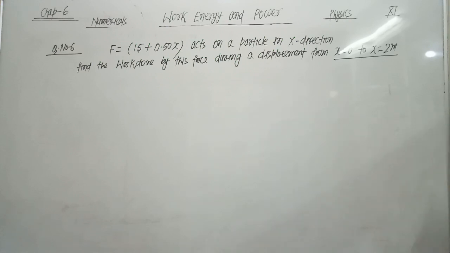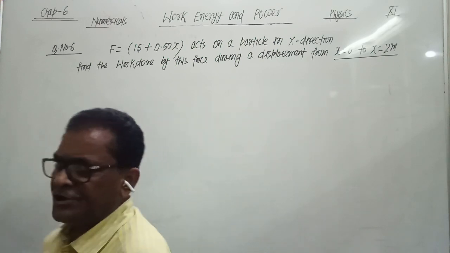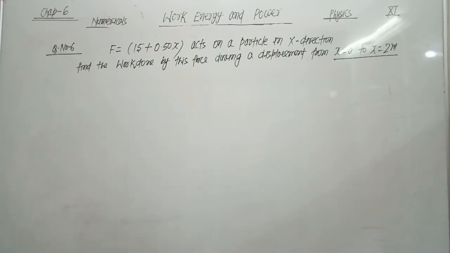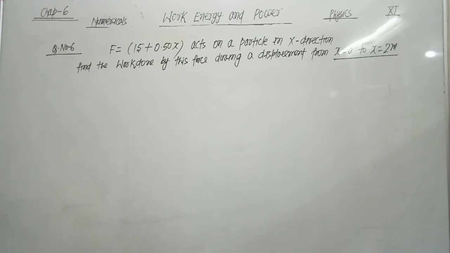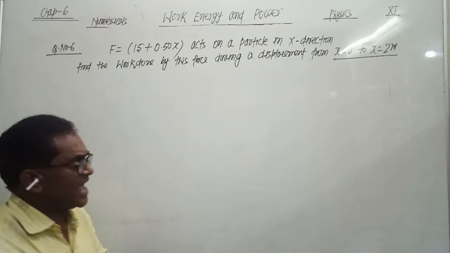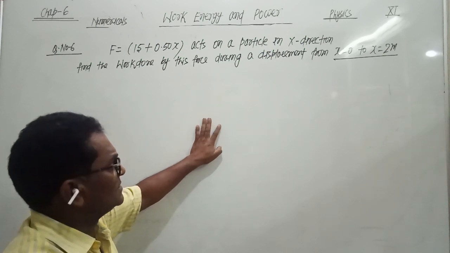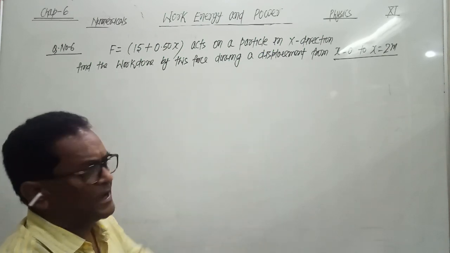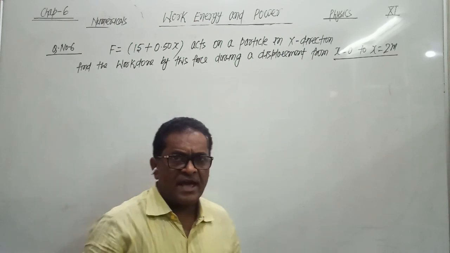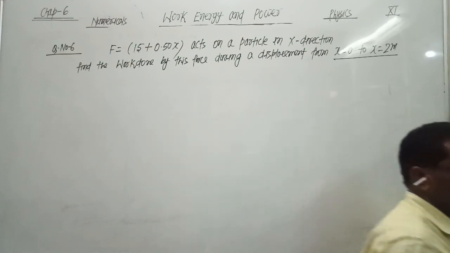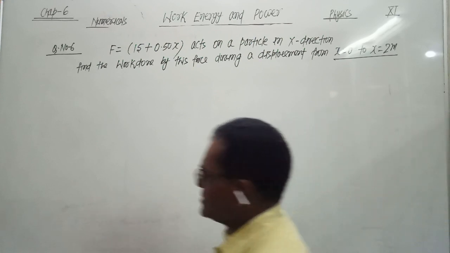We have been given the question that if a force of 15 plus 0.50x Newton, where force F is in Newton and x is in meter, acts on a particle in the x direction, then we have to calculate the work done by this force during the displacement 0 to 2 meter. When the particle moves from x equals 0 meter to x equals 2 meter, we have to calculate the work done by this force.